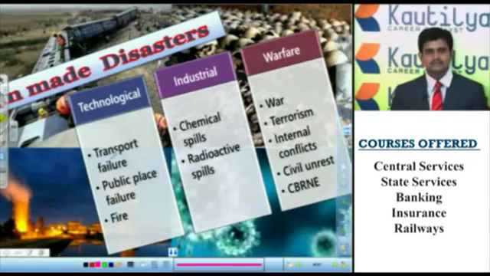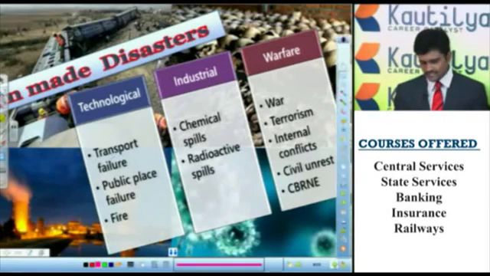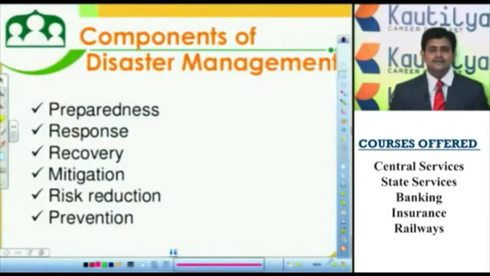And a war situation results in complete destruction of infrastructure and the service sector, and it also claims many lives. It harms many people. So these are the categories of man-made disasters. And next, see what the components of disaster management are.